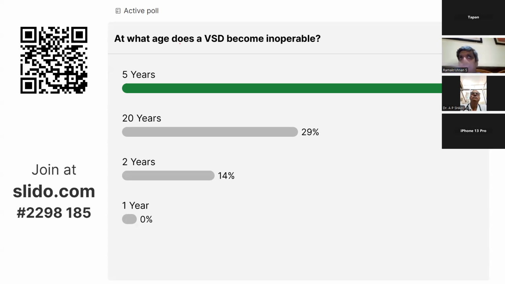So by 2 years, the window of opportunity ends at 2 years, but it actually starts at around 6 months, 1 year of age. And sometimes, rarely, in Down syndrome, in patients with some other congenital anomalies, or in patients with upper respiratory tract issues, they may become inoperable by even 1 year of age. That you have to keep in mind. So we'll come to that in detail later when we discuss VSD.